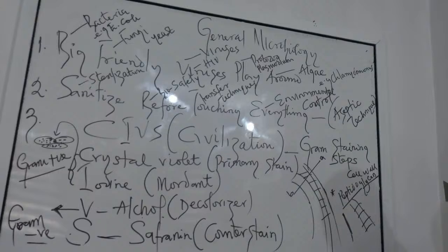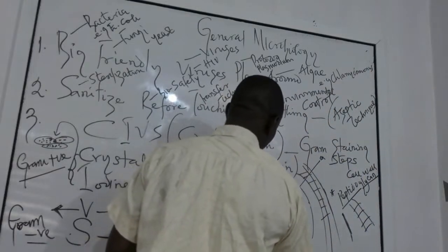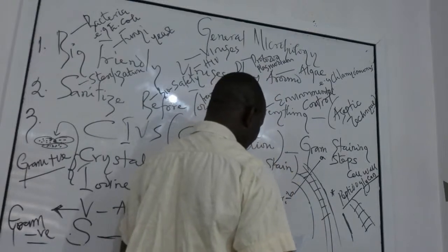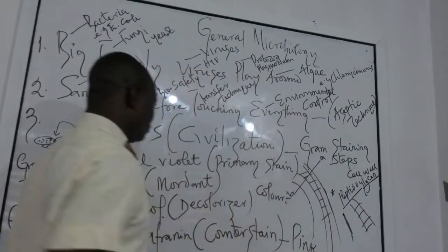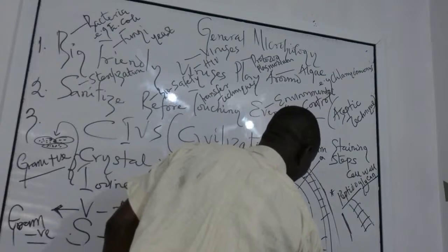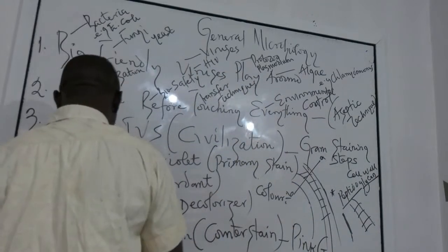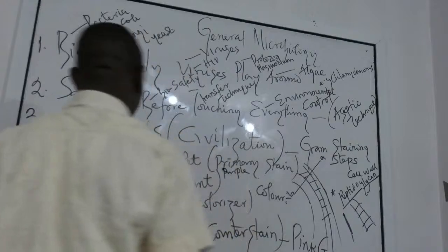Okay, now thereafter, don't forget that I told you the difference between gram positive and gram negative is the color. Okay, what color? The next question, if I were you: what is the color of gram negative? The color is going to be pink. Gram negative is going to be pink, whereas gram positive is going to be purple.